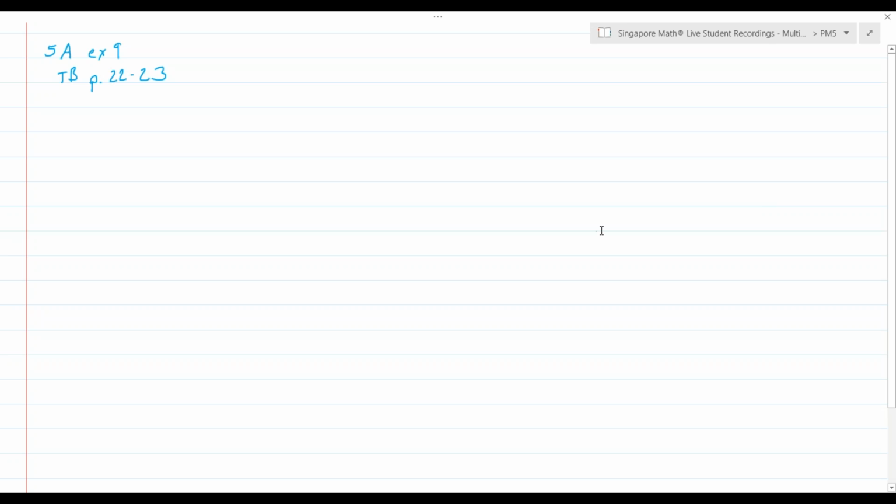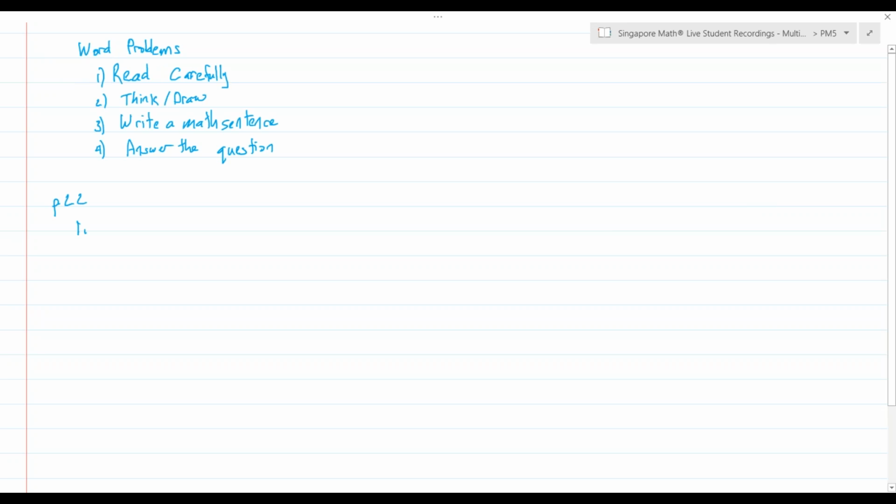Today we're going to talk about Workbook 5A, Exercise 9. In the textbook, it's page 22 and 23. Turn in your textbook there because there are word problems and we'll need to be able to look at those together. Remember, when we do word problems, we basically go with a four-step process.